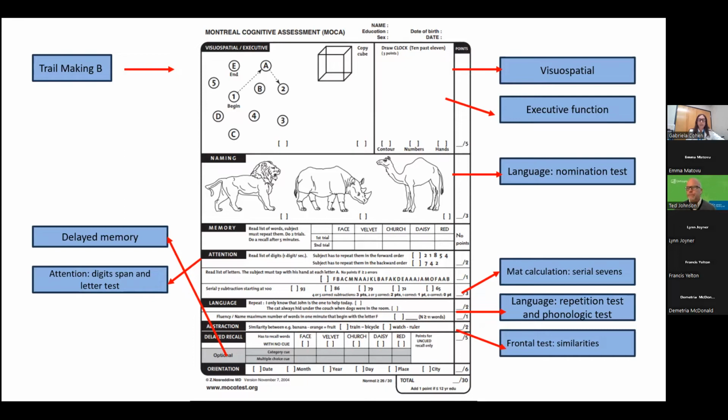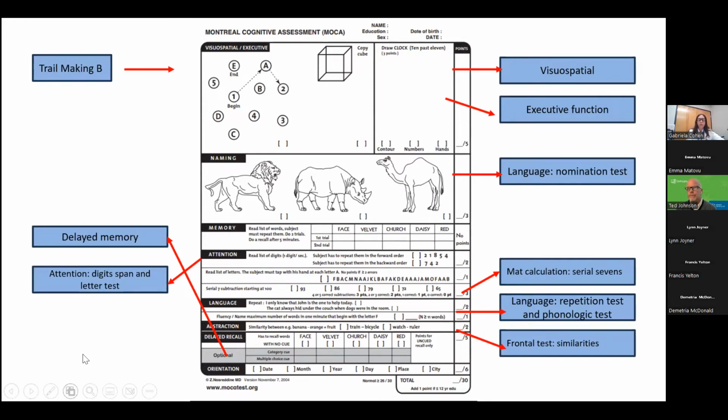Then you do another attention test with the letter A. Then you do a little bit of calculation. You continue to do a little more of language. You test how the patients are able to repeat, and you do a fluency test. This is called a phonological fluency test, where you ask the patients to say as many words as they could with the letter F in 1 minute, and you record that.